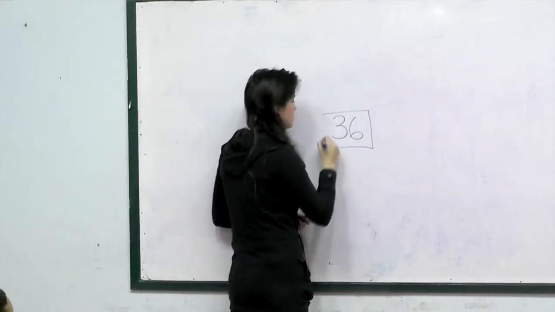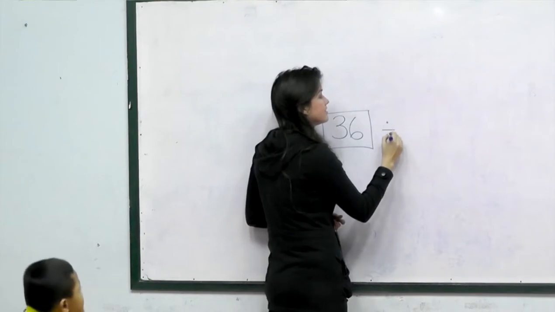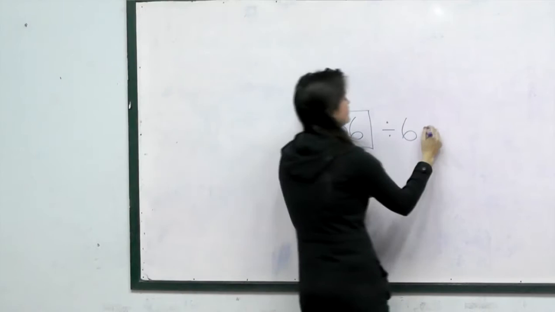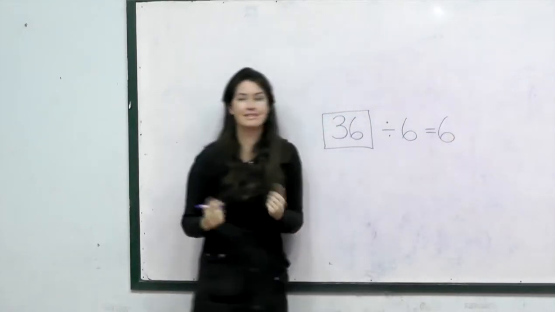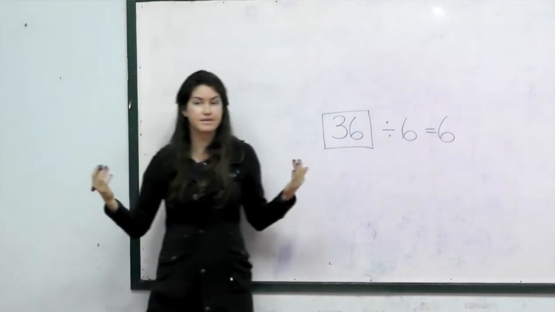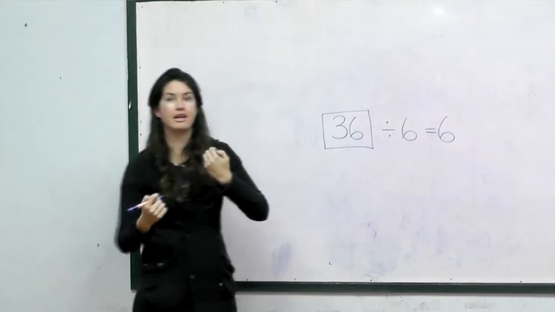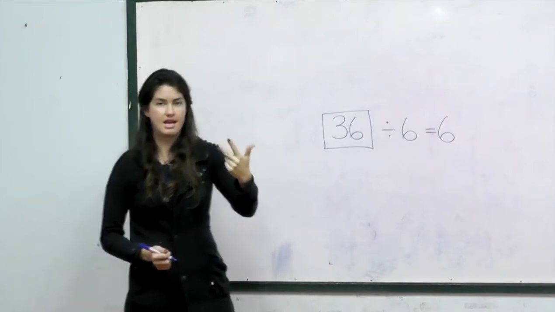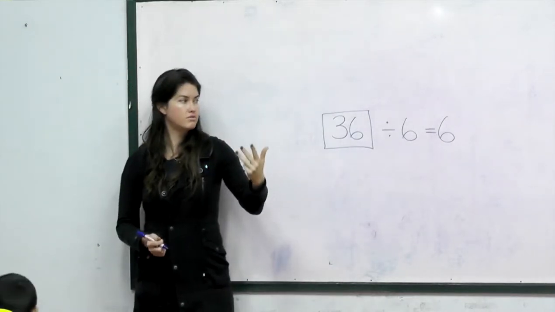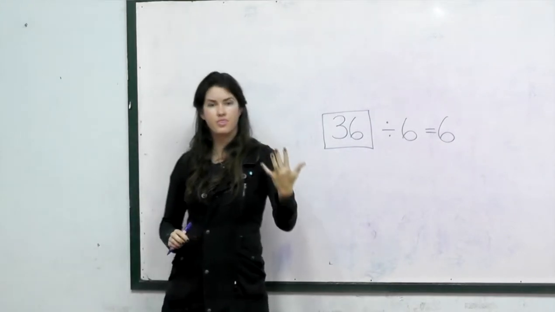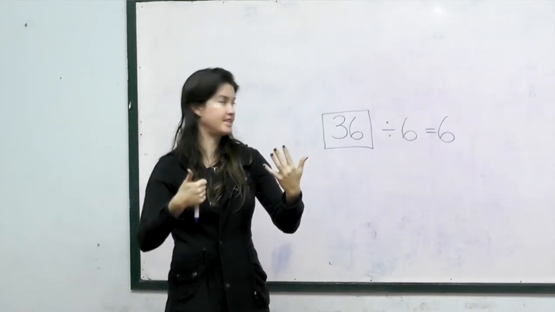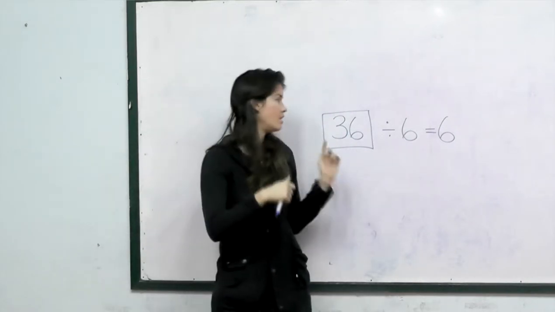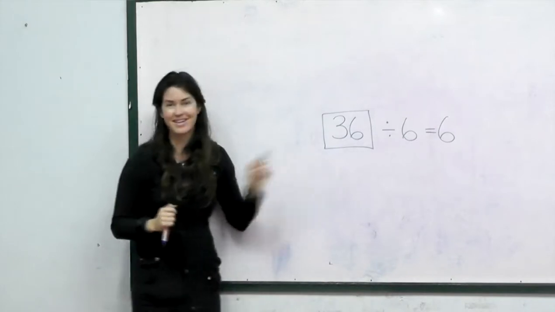36. 6. Good. It does equal 6. 36 divided by 6 is 6. Do we have any left over? No, because if we count by 6s, 6, 12, 18, 24, 30, 36. Oh, we stop right there. We have 6. We don't need to go any higher, so we've got 36.